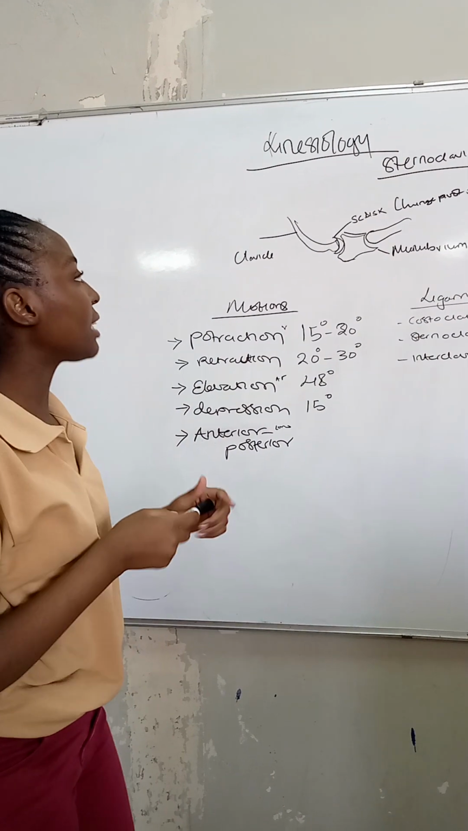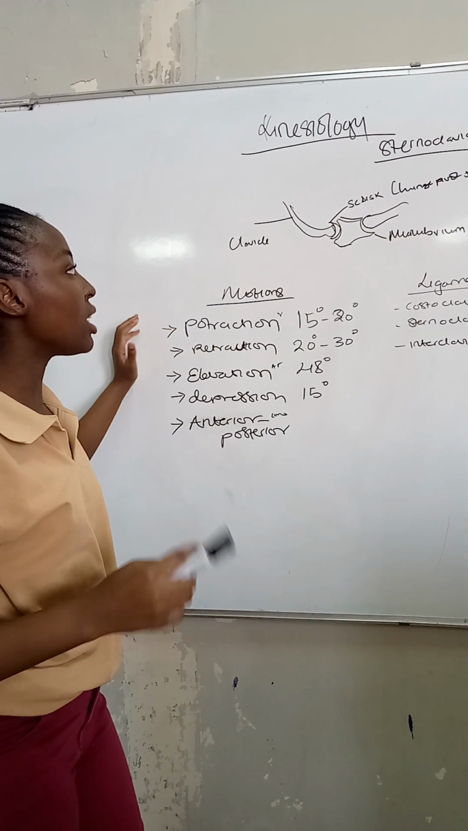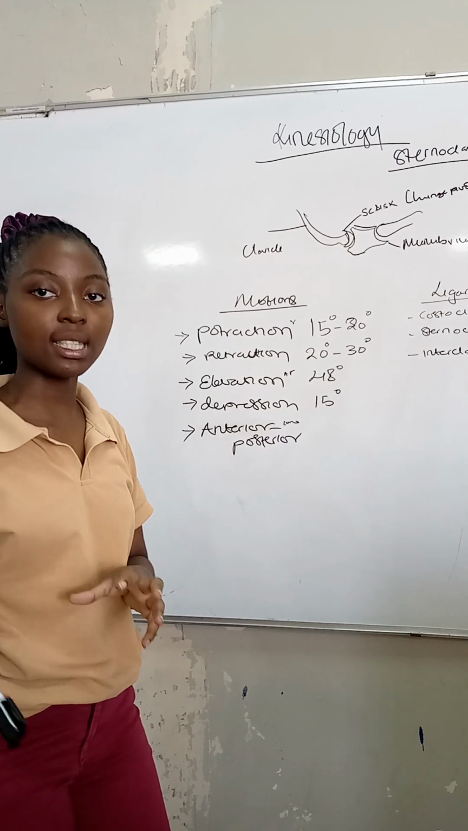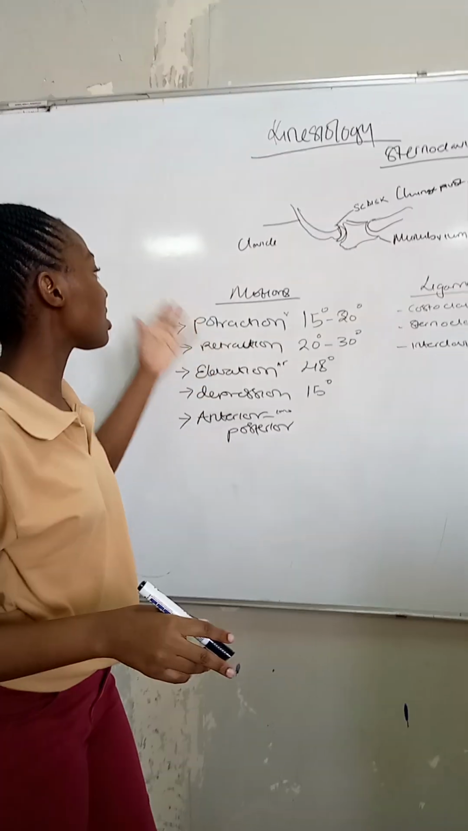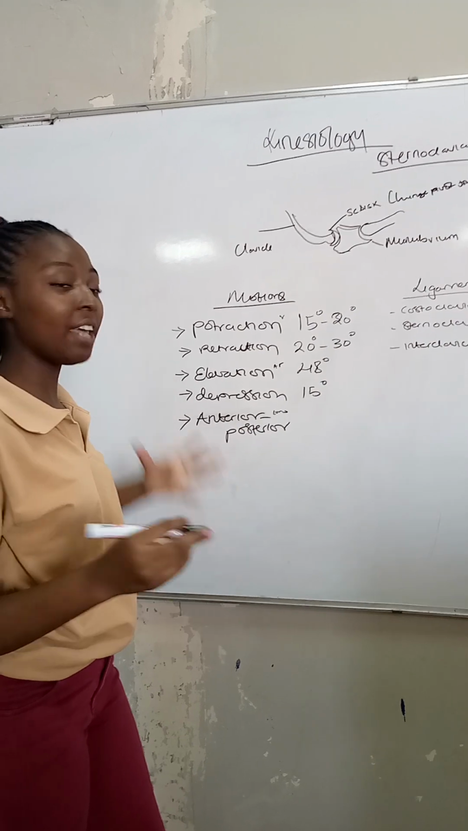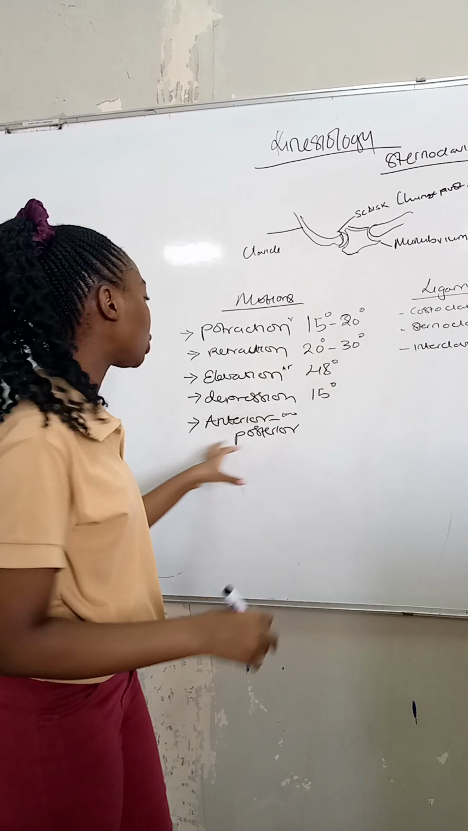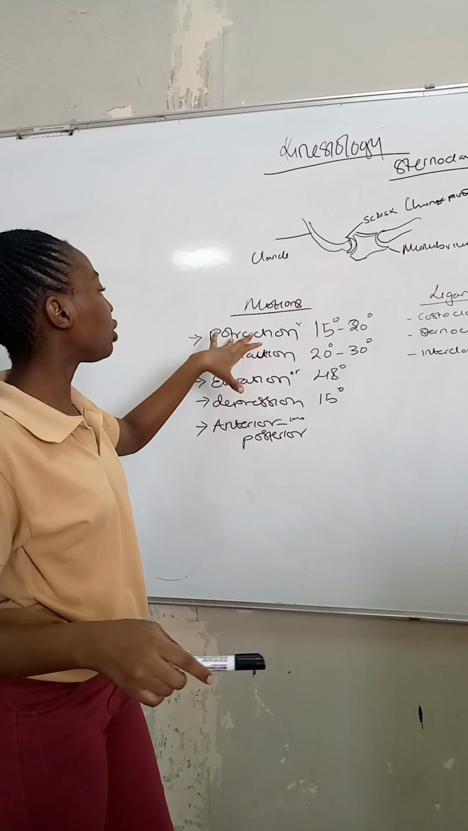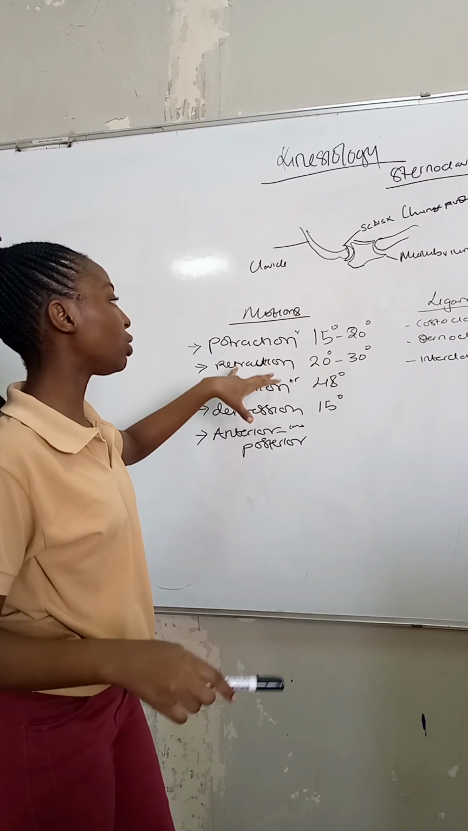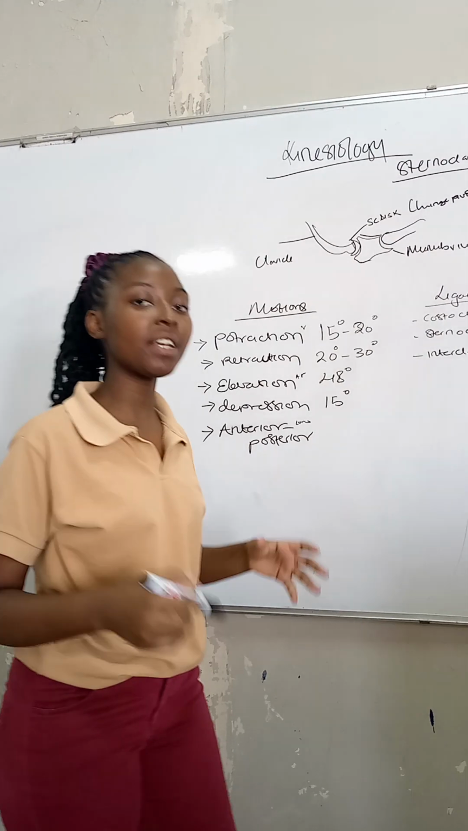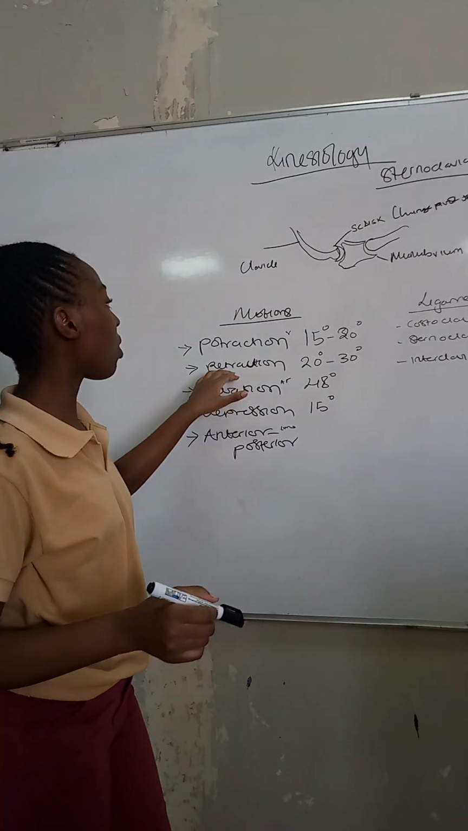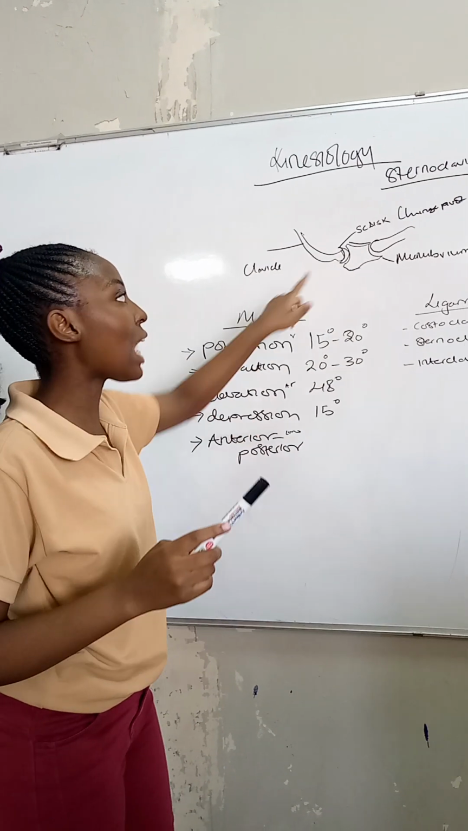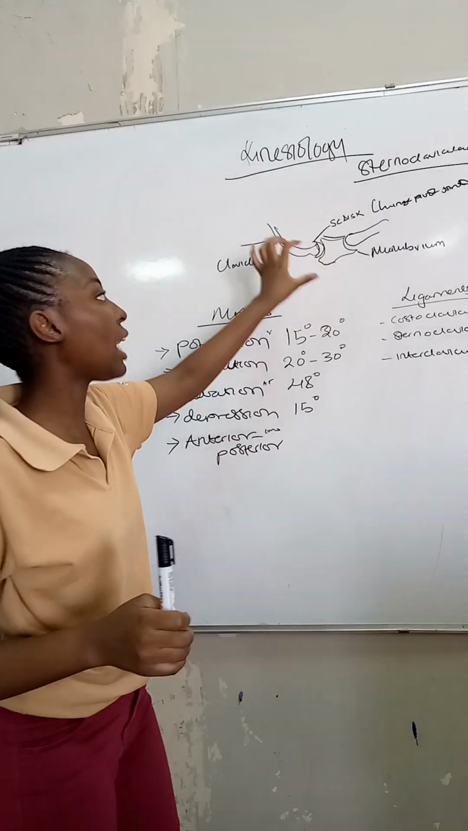So the movements that occur at the sternoclavicular joint are on the basis of the sternoclavicular disc. So what happens? We have motions such as protraction, retraction, elevation, depression, and anterior-posterior rotation. So during protraction and retraction, the movement occurs around the vertical axis. During this, the sternoclavicular disc becomes one with the clavicle. It becomes one joint with the clavicle.